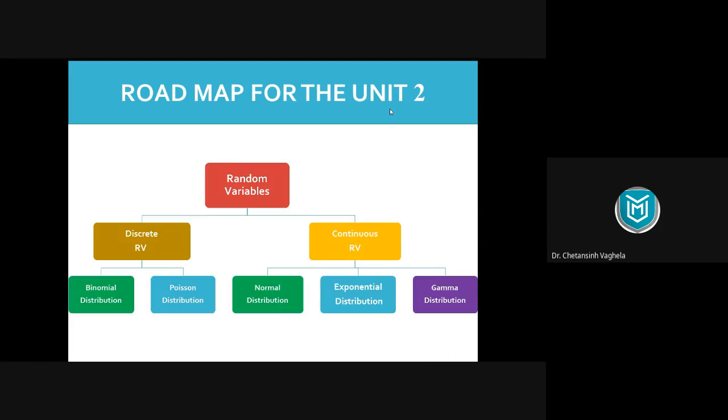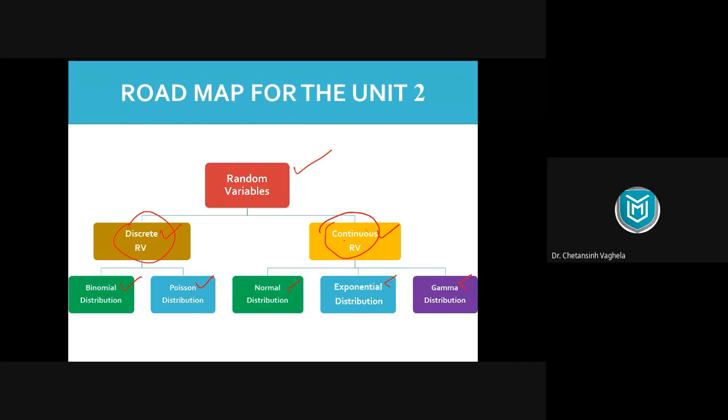Before going for that, let me give you the roadmap. As you know, random variables are divided into two parts. I had already discussed this using the previous slide. Random variables are divided into discrete as well as continuous. The five distributions we are going to learn are binomial, Poisson, normal, exponential and gamma. Out of that, binomial and Poisson are distributions for the discrete random variable, and normal, exponential and gamma are distributions for the continuous random variable.